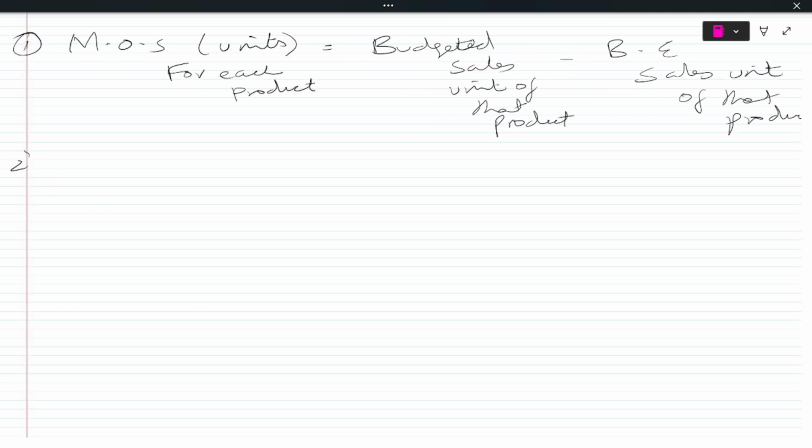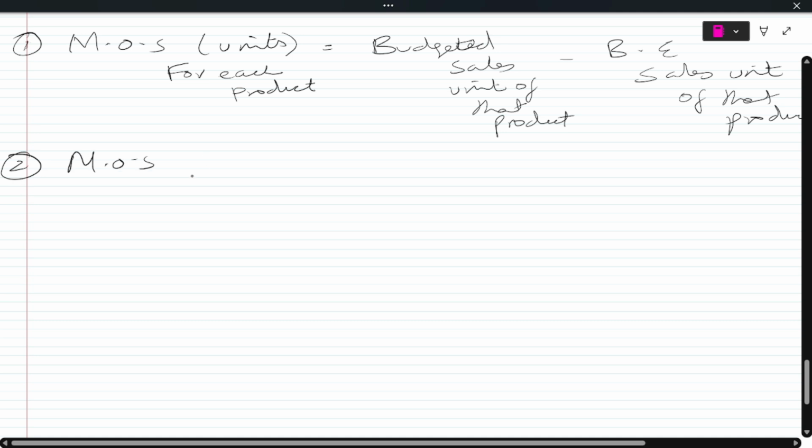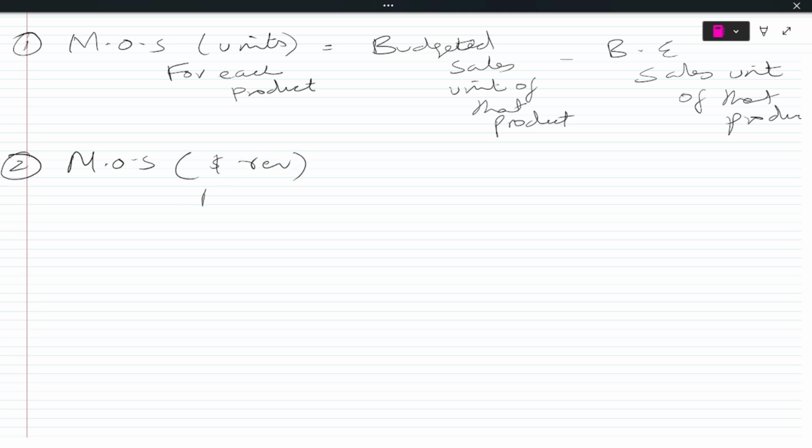All right. And now the second formula is for margin of safety again, but this would be in terms of revenue, right? For each product. So if you have to calculate the margin of safety for each product in terms of revenue, how would you do that? You are going to take the margin of safety units that you calculated in the first part through the first formula, and you're going to times it by what? Times it by the selling price per unit of that product. Okay. Selling price per unit of that product.